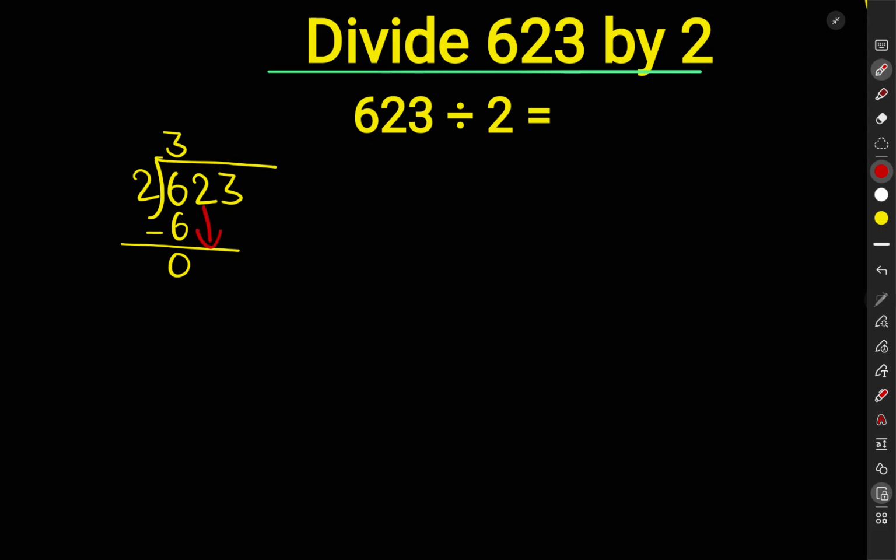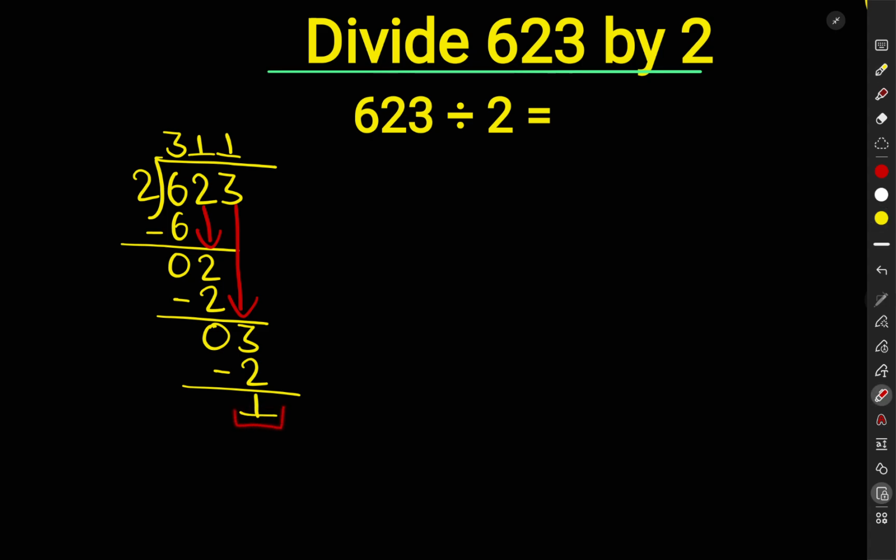So now we put down these 2 and 2 times 1 is 2. On subtracting we get 0. So again we put down this 3 and 2 times 1 is 2. On subtracting we get 1.